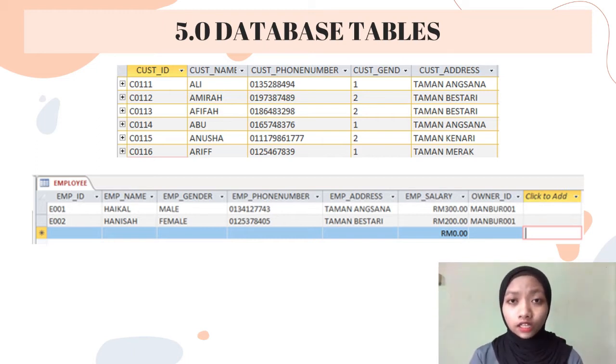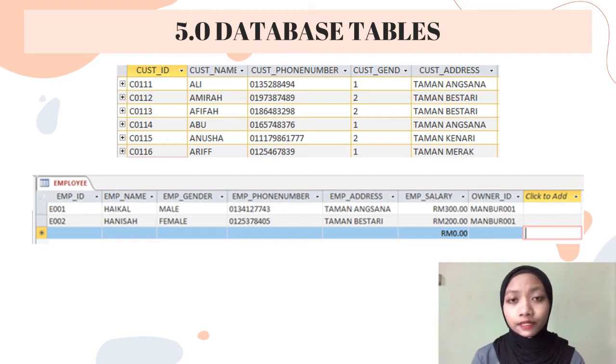Next, the database tables. In our new computerized cash management system, there are 7 database tables, which consist of customer table, employee table, supplier table, sales table, product table, purchase table, and owner table. The first one is customer table. The attributes are customer ID, customer name, customer phone number, customer gender, and customer address. The primary key for this customer table is customer ID.